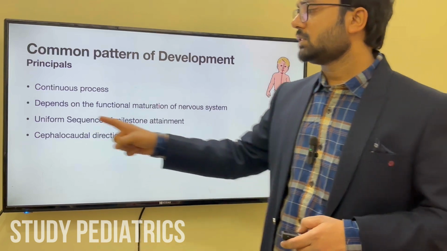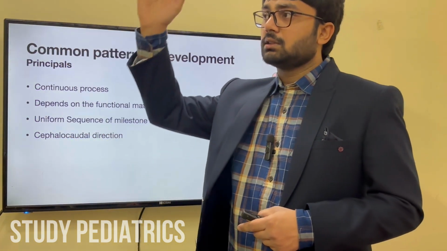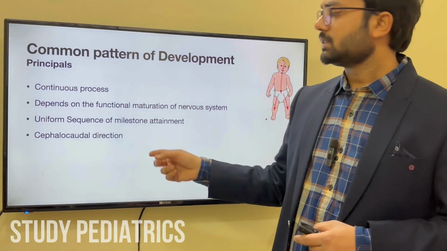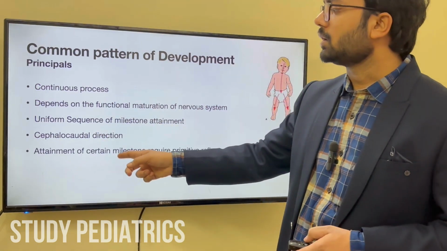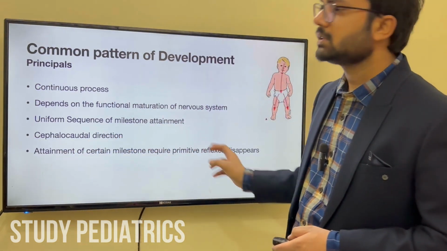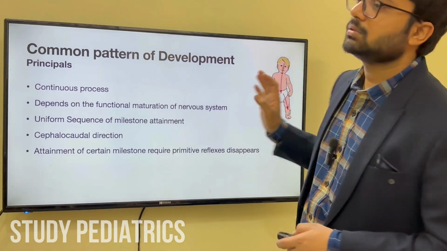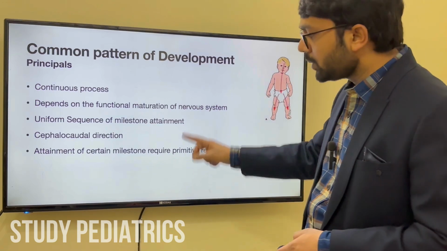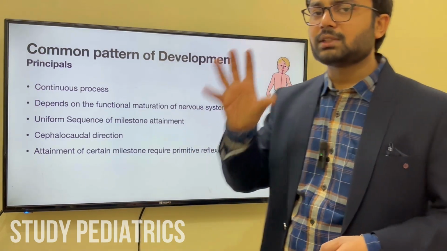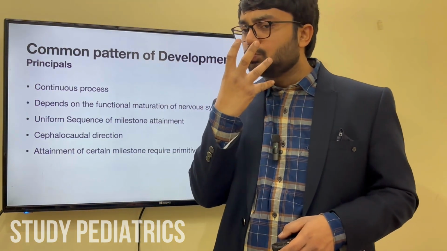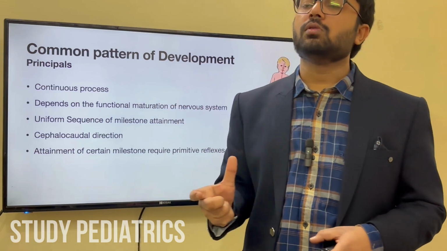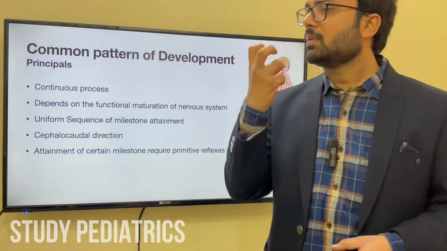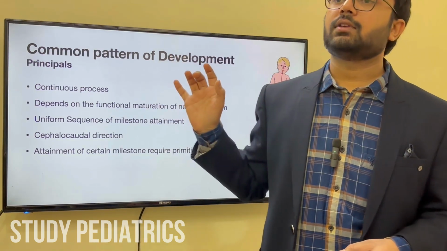Next, coming to the cephalocaudal direction, the principle: development begins from the head and then gradually goes to the toe. So it is a head to toe direction, that is cephalocaudal. Now, the attainment of certain milestones requires primitive reflexes to disappear. For example, in order to bite, the sucking reflex has to go. Usually the sucking reflex goes around 6 months. So for the child to bite, the sucking reflex has to go.